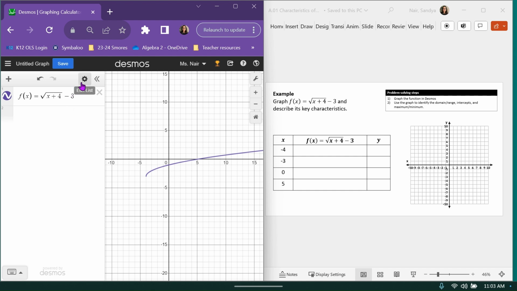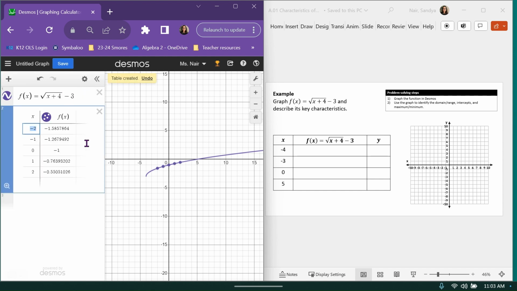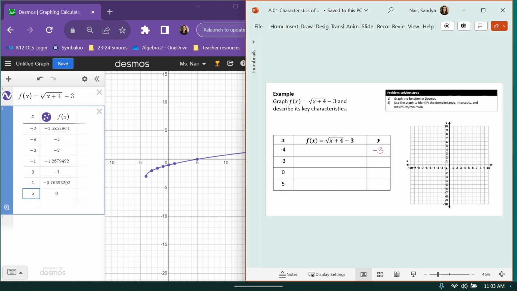Now I want to see the table, so I'm going to go up here to edit list and click on table. So the x values that I need are not all on here, so I'm going to go ahead and type them in. So I need -4, and I also need a -3, and then we need a 0, and we also need 5. So I'm going to go ahead and just ask it to tell me those values. So now I can use this to fill in my table. So at -4, this graph will be at -3. At -3, it's at -2, 0, -1, and then 5 is at 0.